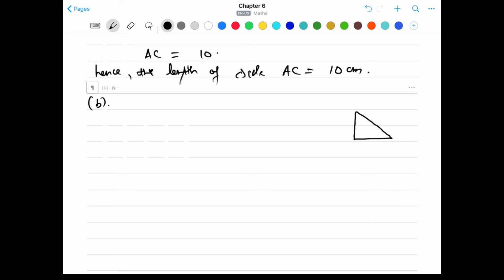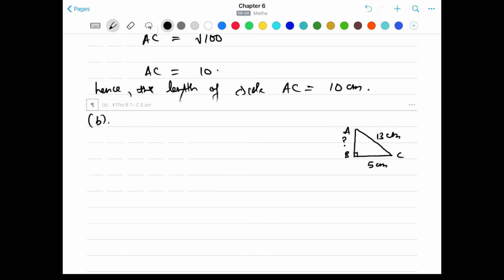Now this is again a right triangle at B, so this angle is of 90 degree, which is represented by the letter B. Here in this question we are given that AC is 13 centimeter and BC is 5 centimeter, and we have to find the length of AB.